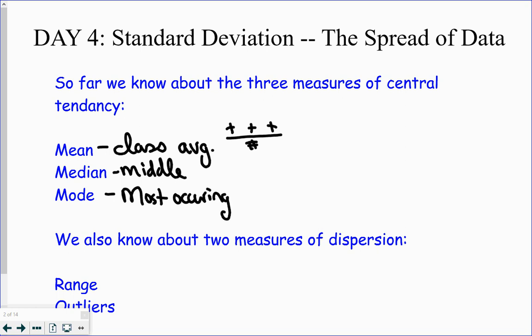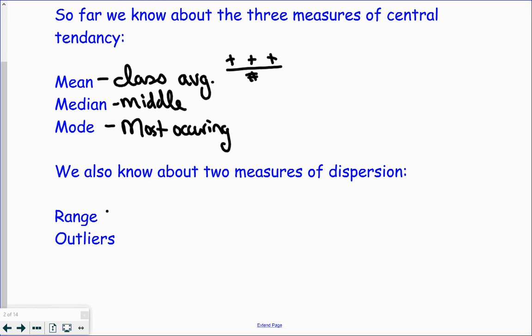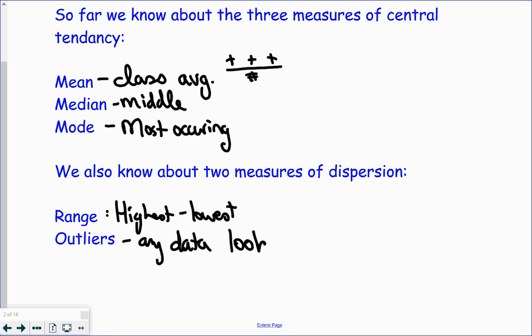Okay, we also know about two measures of dispersion. So the range is you take your highest data value minus your lowest data value. And then outliers are any data that look different. So for example, on a class marks of a test, if most kids got between, let's say, 65 and 85, but there was one kid that got a 32, the 32 would be the outlier.